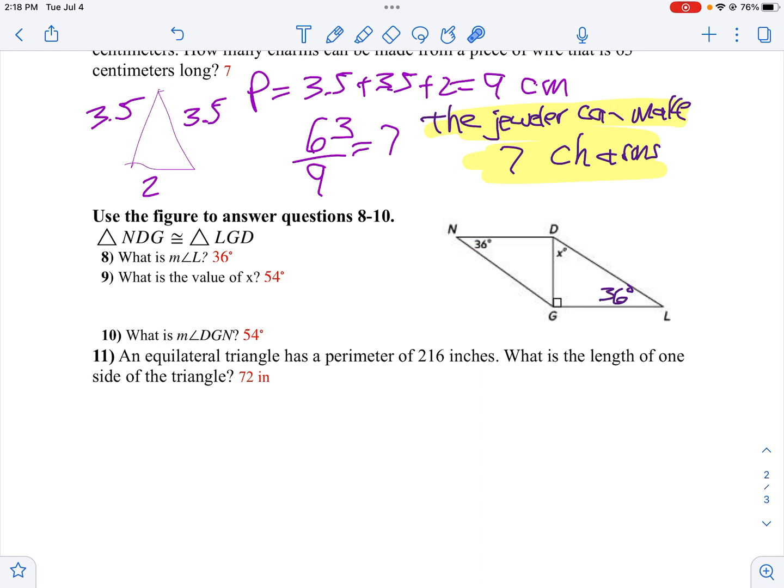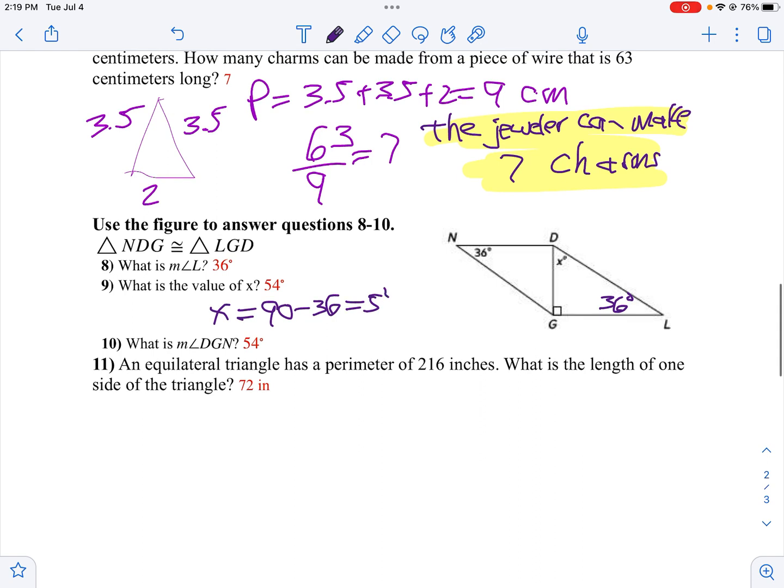Then I want to find the measure of angle X. Well, notice X is in triangle DLG. And I know there's 180 degrees in this triangle. I take 180 minus 90, I get 90. So take off that right angle, I got 90. So X then is going to be 90 minus 36, which is going to be 54 degrees.